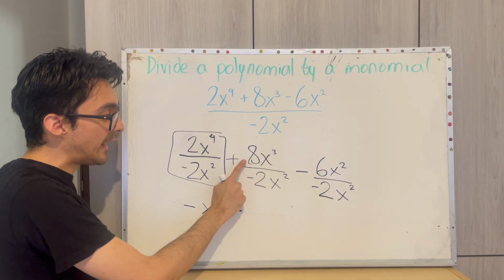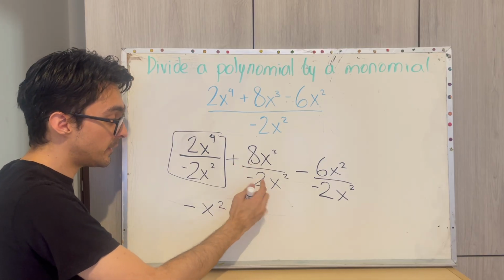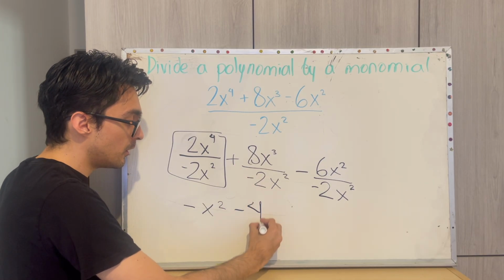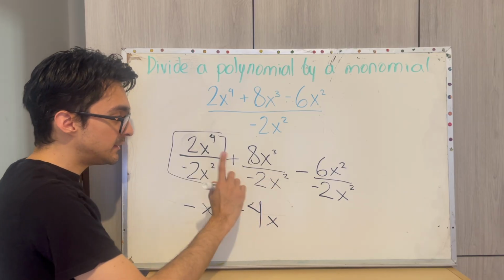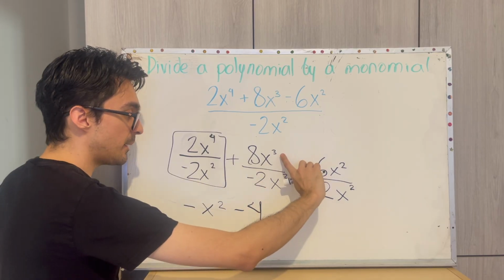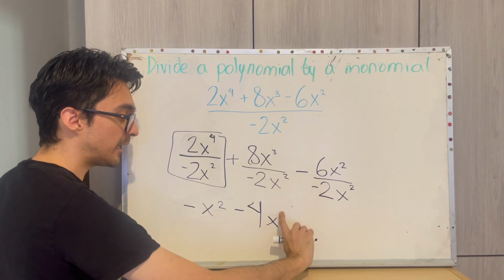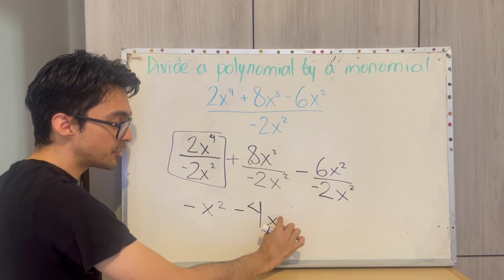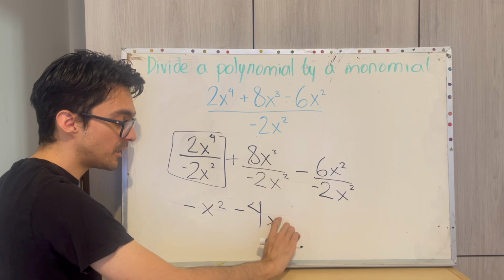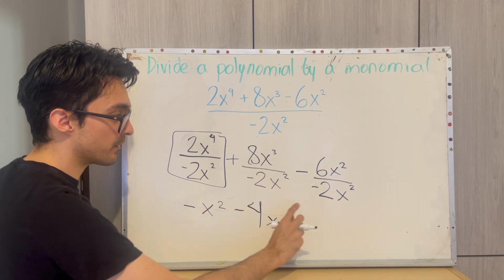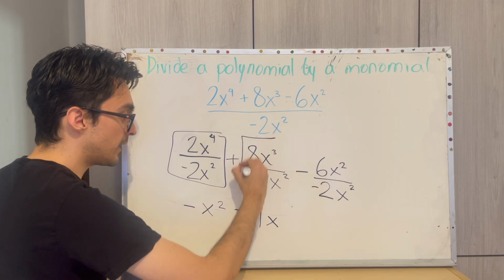Then the next one, 8 divided by negative 2 would be negative 4. I keep the x and same logic. It's the 3 minus the 2 that will result in a 1. However, if I'm raising to the power of 1, it's okay if I don't write any number. So that would be it right there. And then finally, this one right here is done.